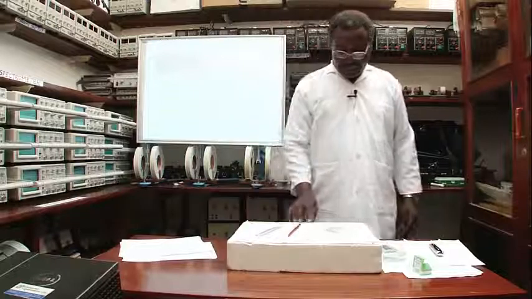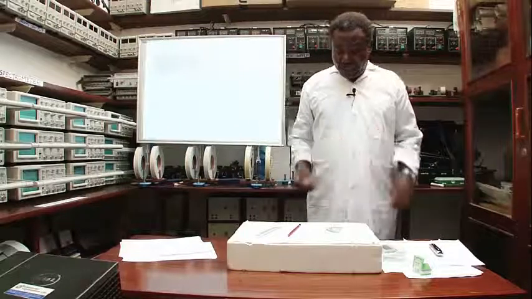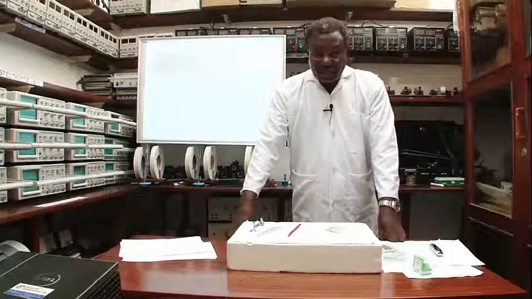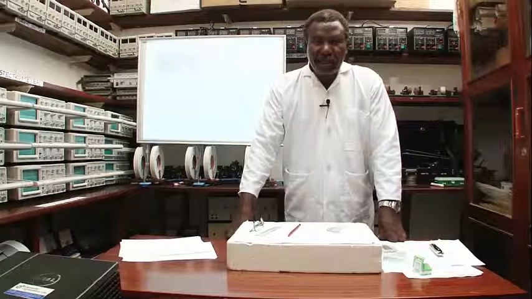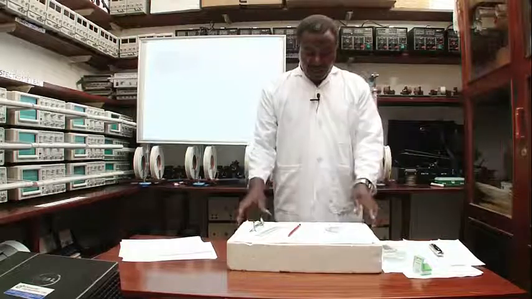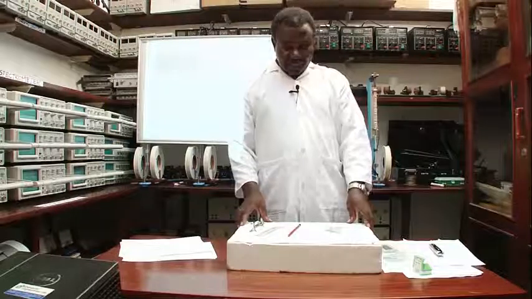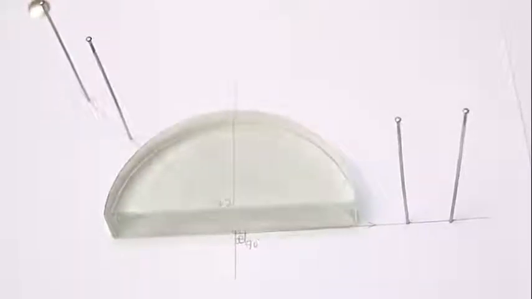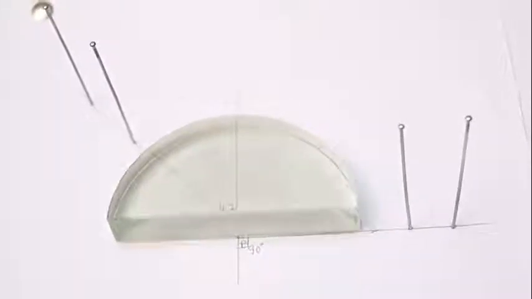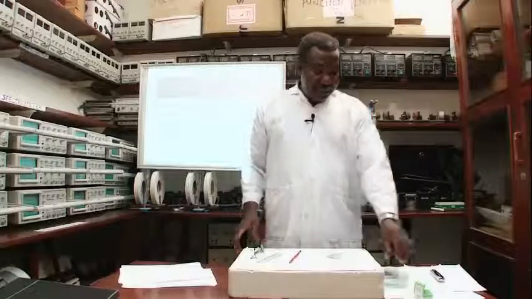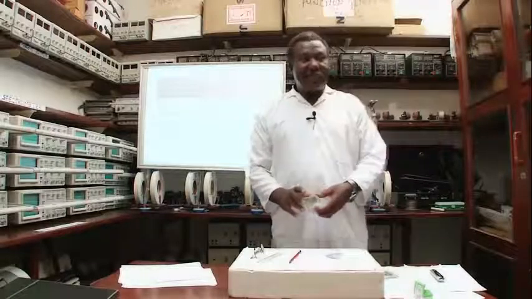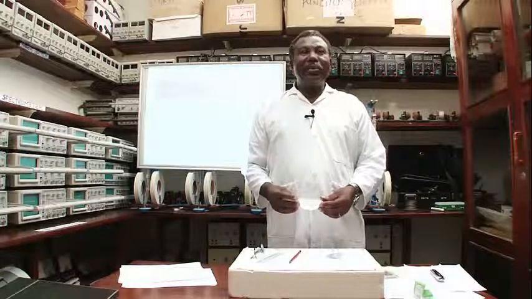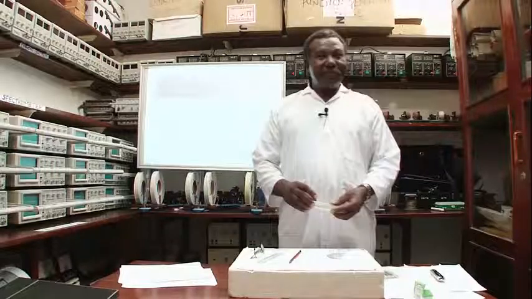Now, according to this experiment, critical angle is the angle of incidence where the angle of refraction is equal to 90. Due to this experiment, we found that the angle which gives the angle of refraction equal to 90 is that angle of 42 degrees. And therefore, the critical angle of this semicircular glass prism is 42 degrees. Thank you.